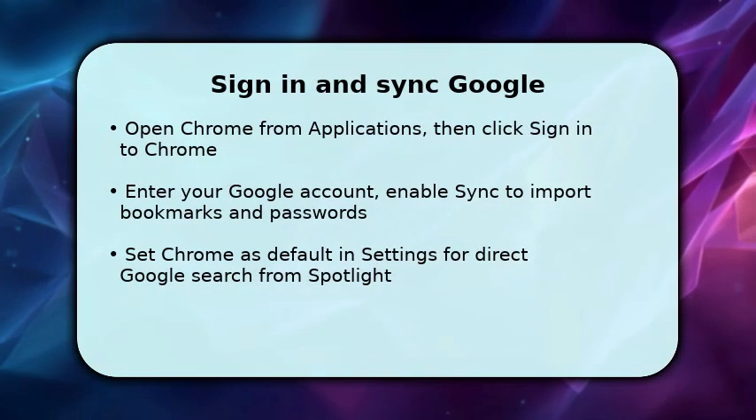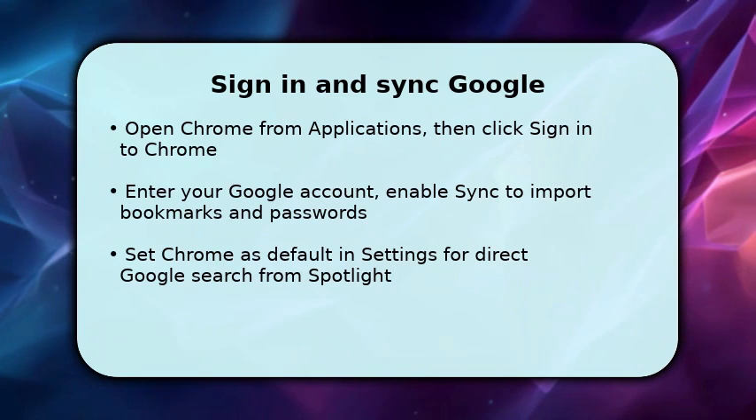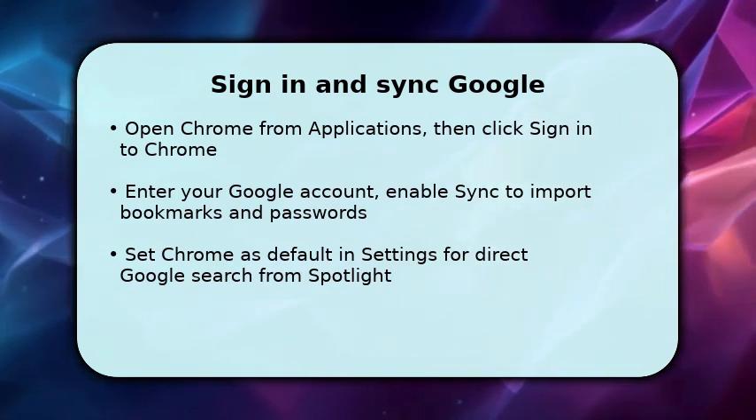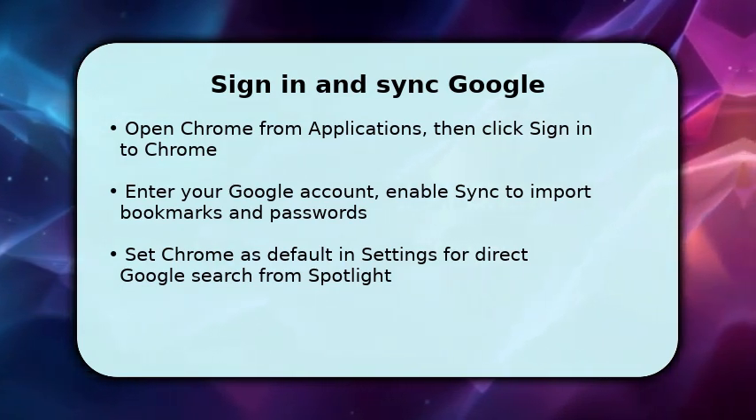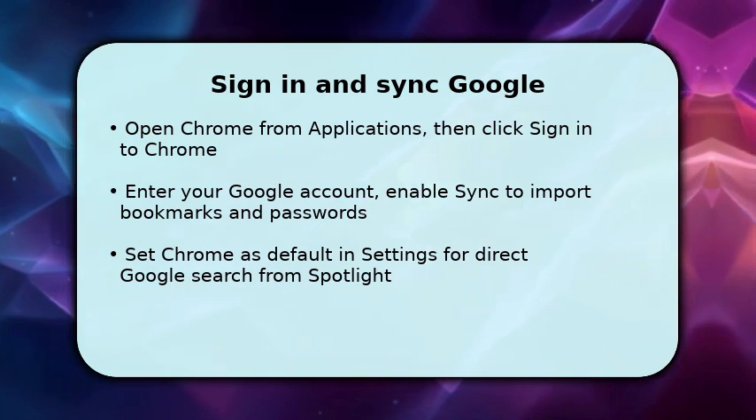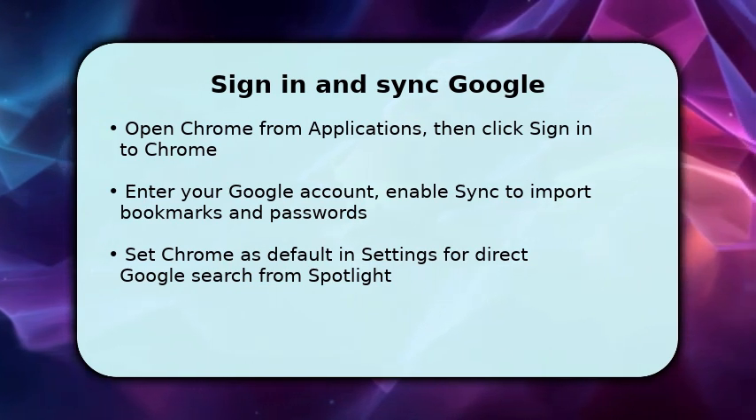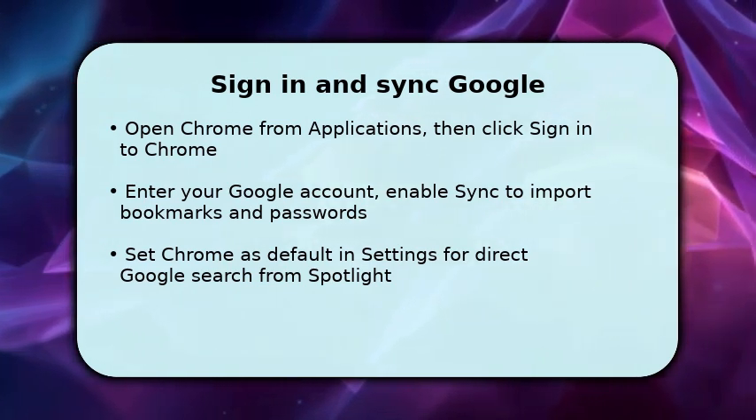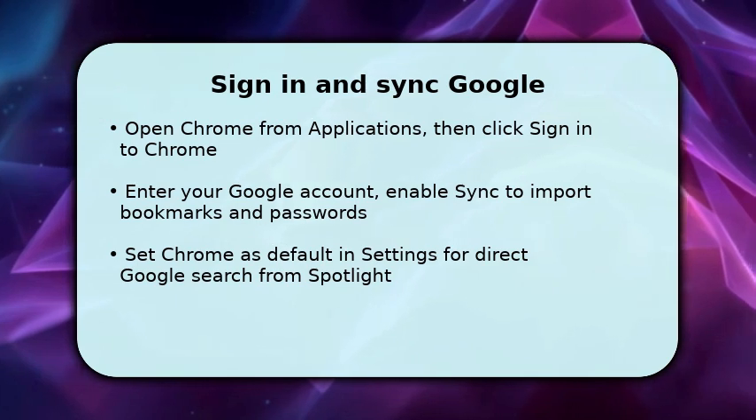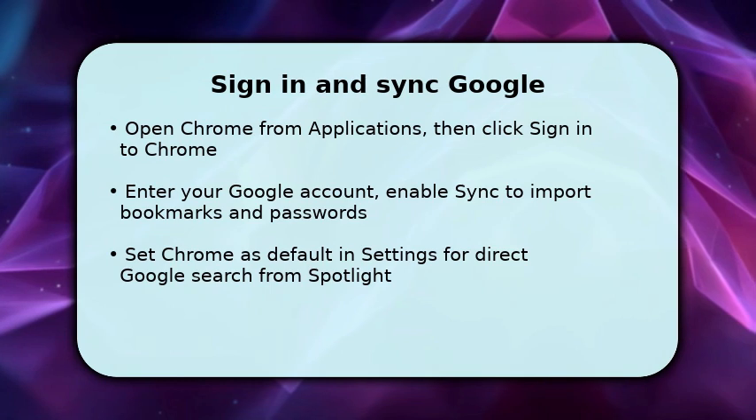You now open Chrome and immediately sign in with your Google account so your bookmarks, extensions, and passwords follow you. When Chrome asks, "Enable sync," this merges data from other devices and stores it encrypted in your account. Once synced, go to Chrome settings and set it as the default browser so links and Spotlight use Google directly.